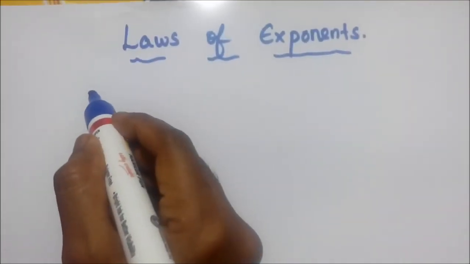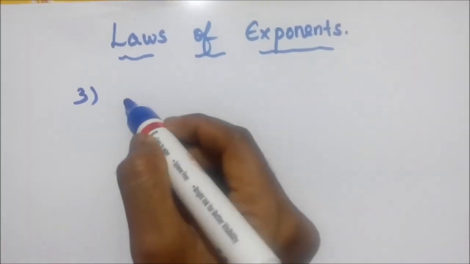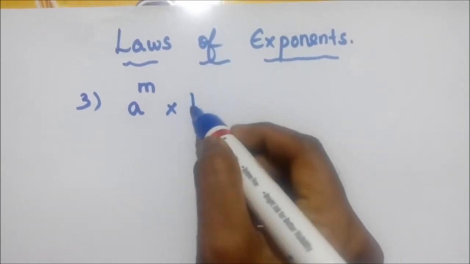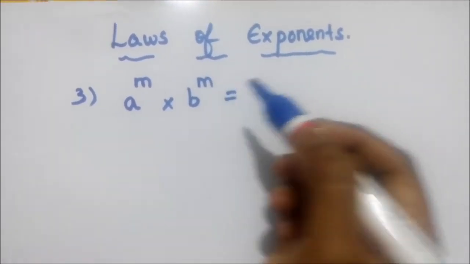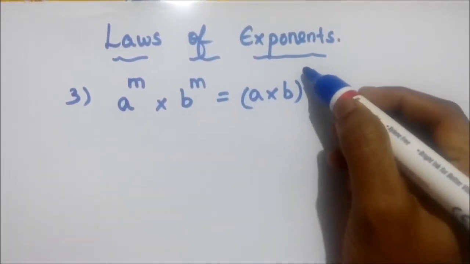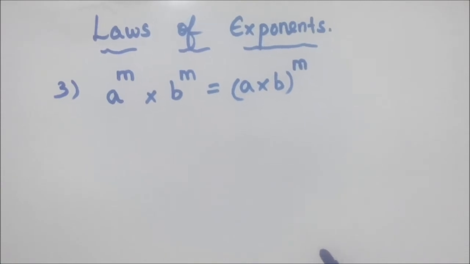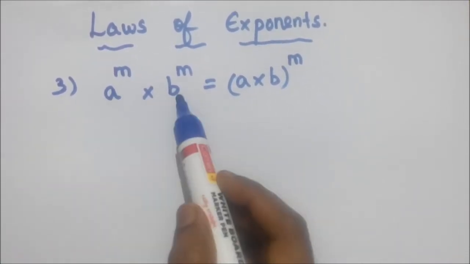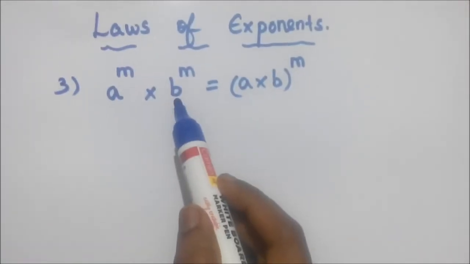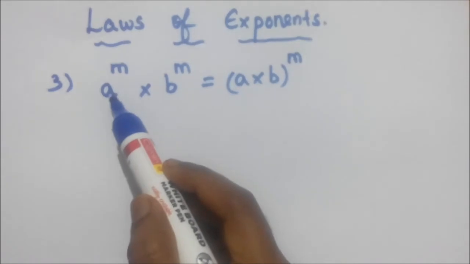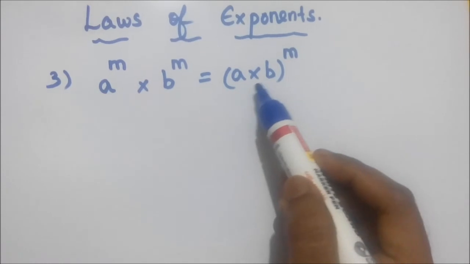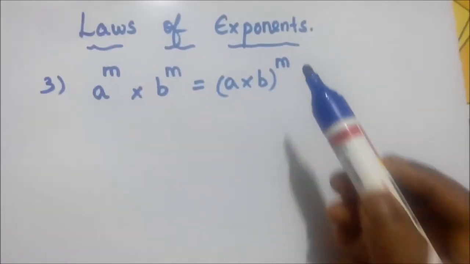Let's see the third law of exponents. a raised to the power m into b raised to the power m is equal to (a into b) the whole power m. Here you have to see the bases are different and the powers are same, so the bases we need to multiply. Once again I am repeating, a raised to the power m into b raised to the power m is equal to ab raised to the power m.